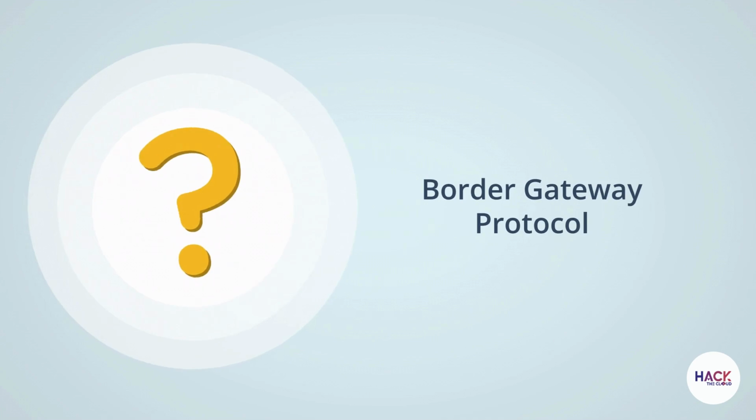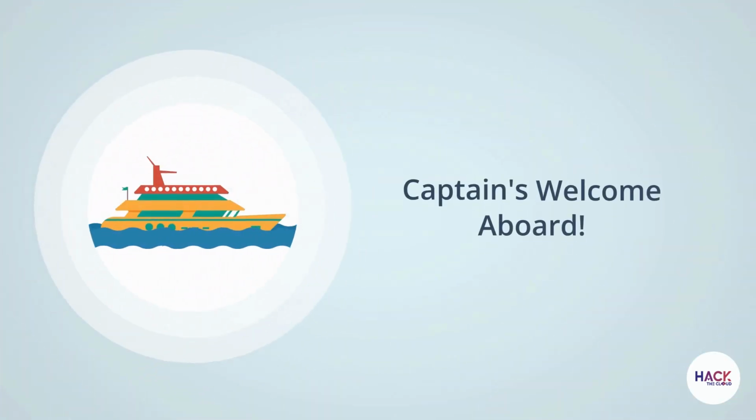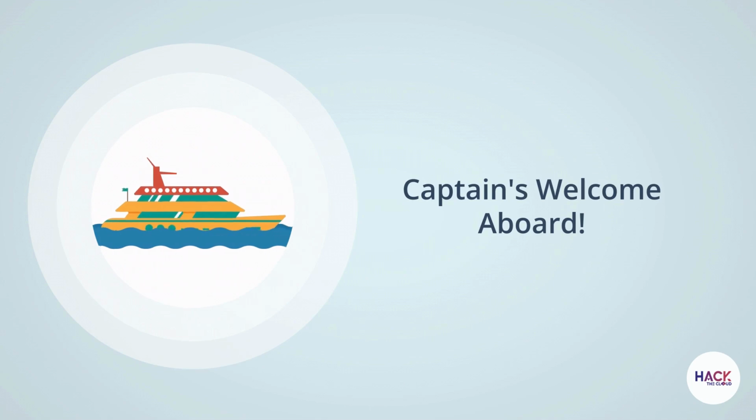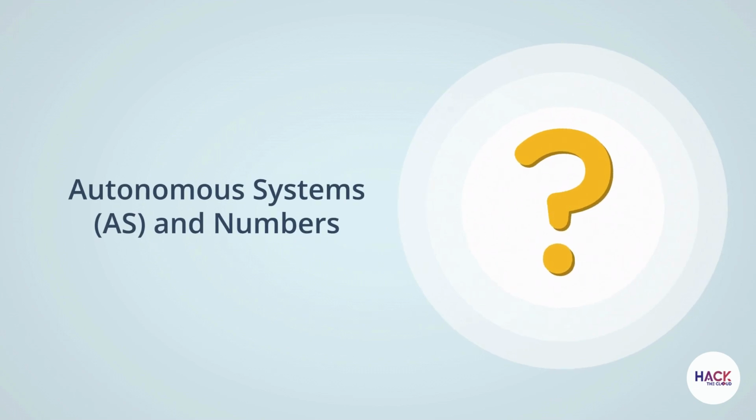Border Gateway Protocol, the internet's traffic guide. Now, let's set sail into the world of BGP, or Border Gateway Protocol. This is the path vector protocol of the internet. It's like the captain of a ship navigating the vast sea of data, using TCP port 179 to steer the way.